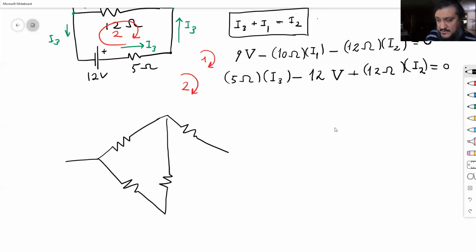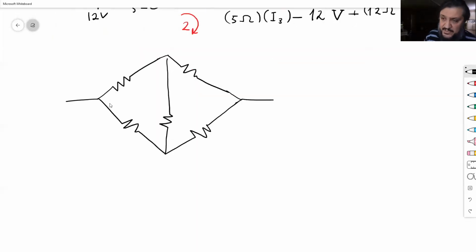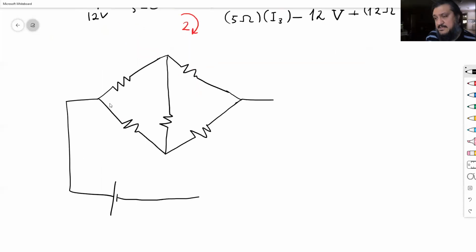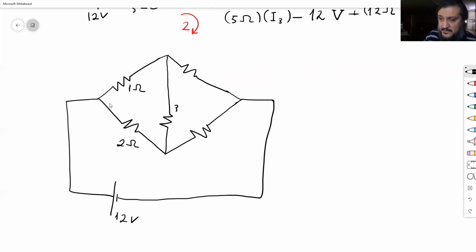Okay, so you can't solve this by separating the resistors into series and parallel. It doesn't work because of that middle. They call this a bridge, the Wheatstone bridge. So let's say this is 12 volts, 1 ohm, 2 ohms, 3 ohms, I'm just picking arbitrary, 4 ohms and 5 ohms.